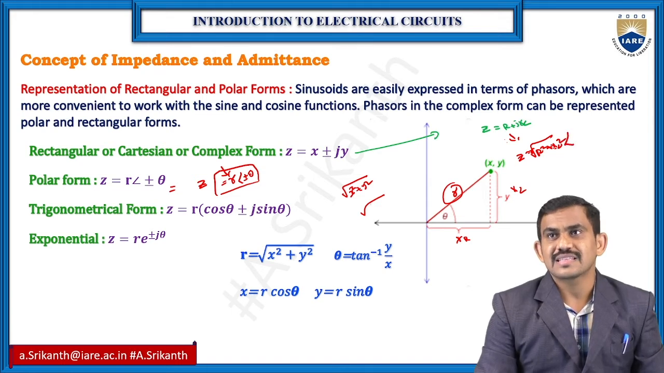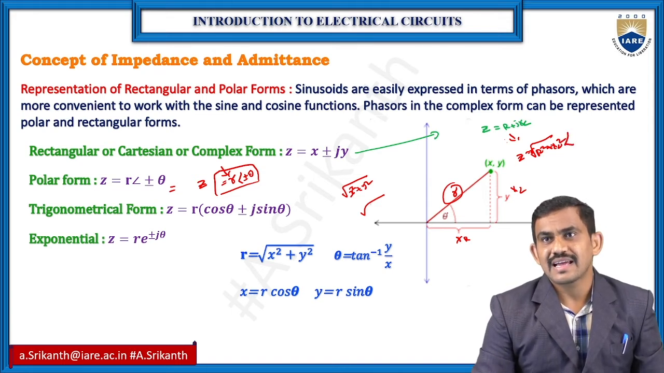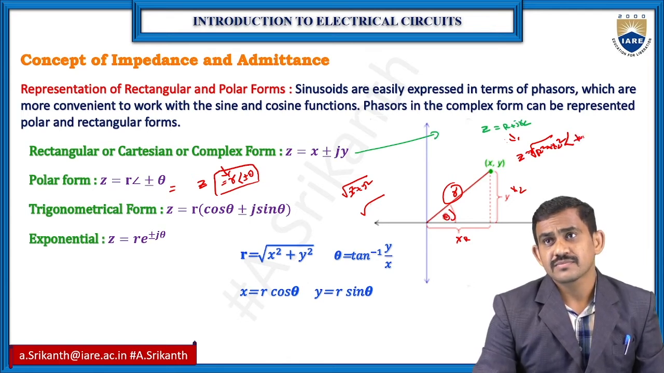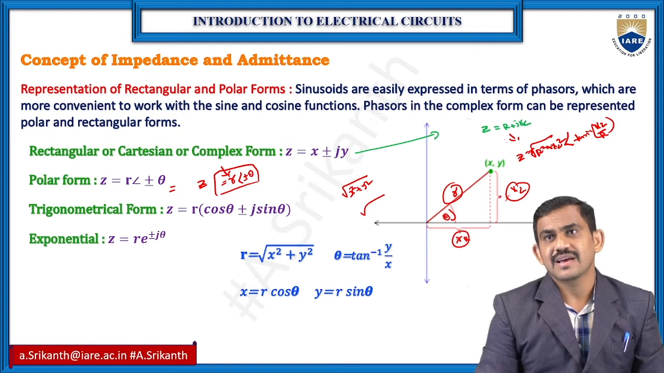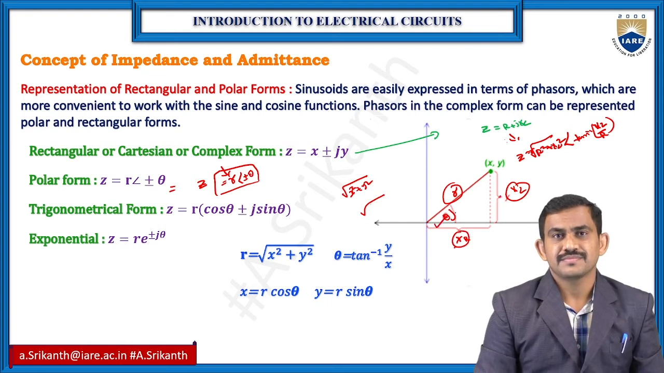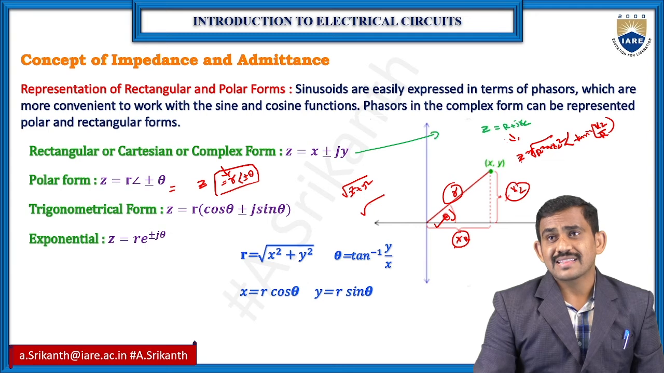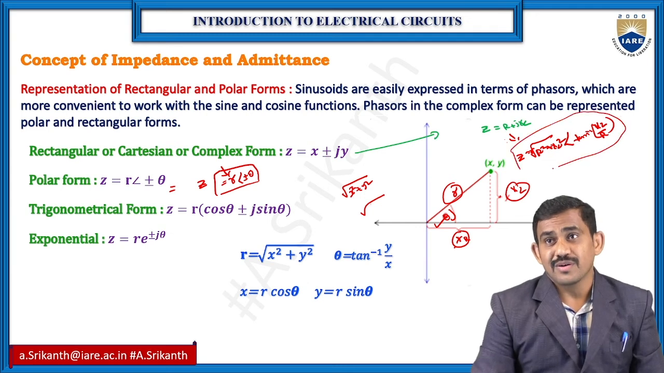Angle with theta. For this angle I want to find out, theta is tan inverse of XL by R. So tan inverse XL by R equal to your theta value. Okay, so like that we can find out the polar form.